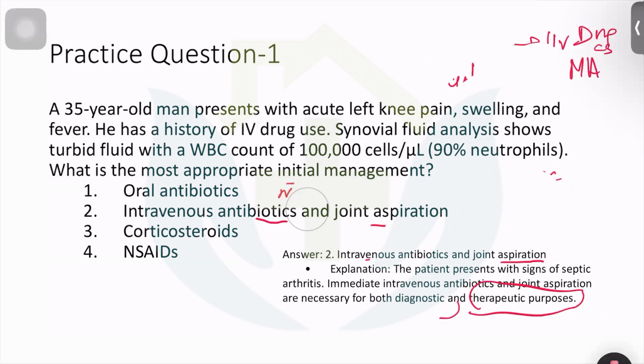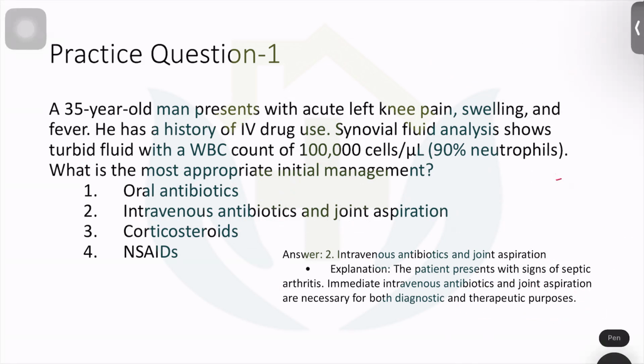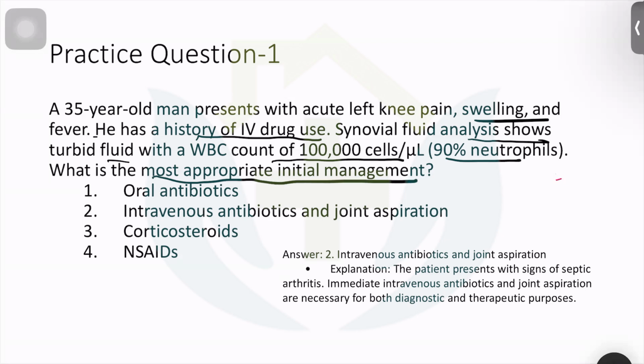A 35-year-old man with left knee acute onset pain, swelling and fever, history of IV drug abuse. Synovial joint fluid analysis shows turbid fluid, count of 1 lakh cells, 90% neutrophils. What is the most appropriate initial management? Oral antibiotic, IV antibiotic and joint aspiration, steroids and NSAIDs. What is the answer? Intravenous antibiotic and joint aspiration. Absolutely correct.